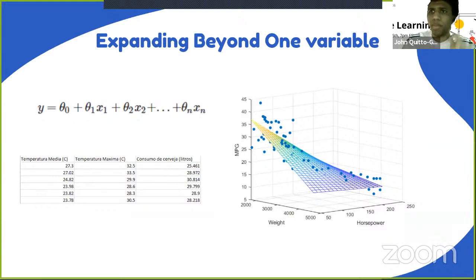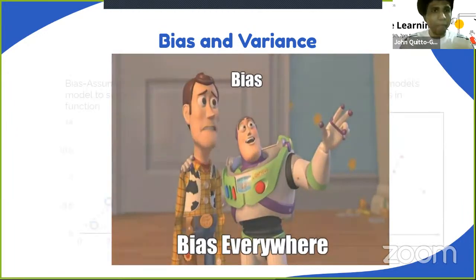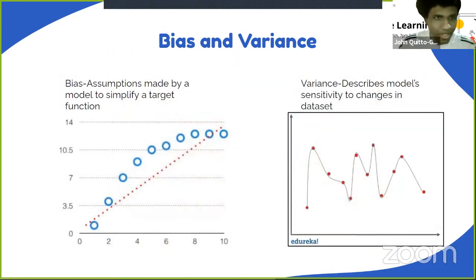So now we can move on to the intricacies, or what are some problems we may face. The problems are bias and variance. Oh my goodness. So bias and variance. If you can click the next transition, bias. It's everywhere. You're going to see this a lot in machine learning. People always talk about it.